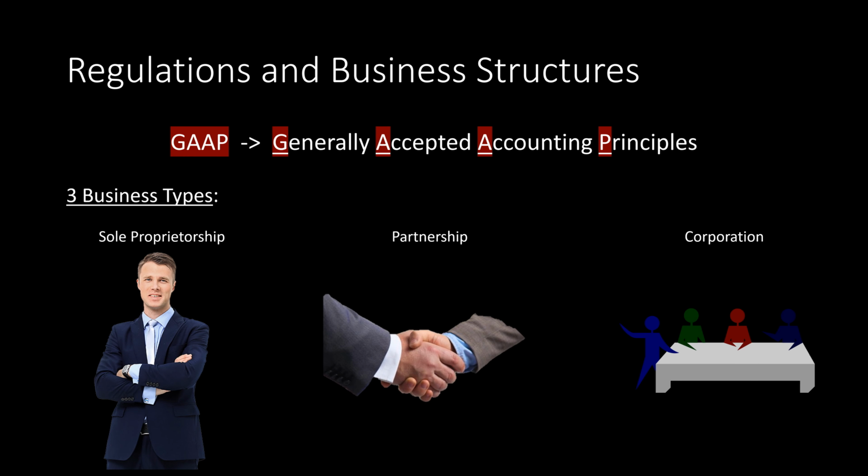Now, further looking at the three types of businesses, we have sole proprietorship, partnership, and corporations. Sole proprietorships are businesses that are solely owned by individuals. These are simple to establish, owner controlled, and have a lot of tax advantage.